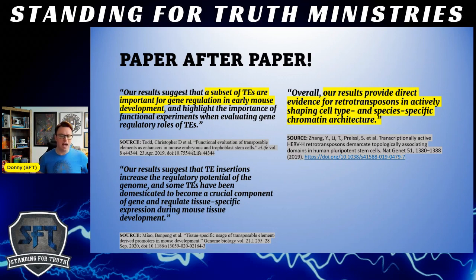Our results suggest that a subset of transposable elements are important for gene regulation in early mouse development. Oh, creationists, tell me why we share as humans a certain portion of our ERV elements with mice. Well, if mice require TEs for gene regulation in development, and so do humans, then of course we are going to share those. Again, that's evidence for common design.